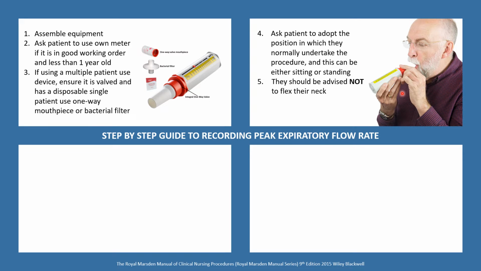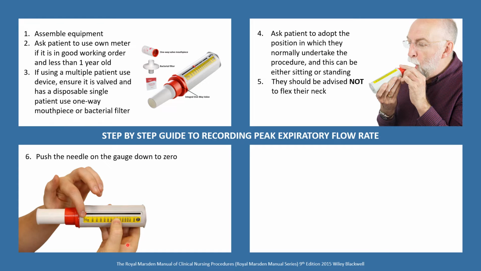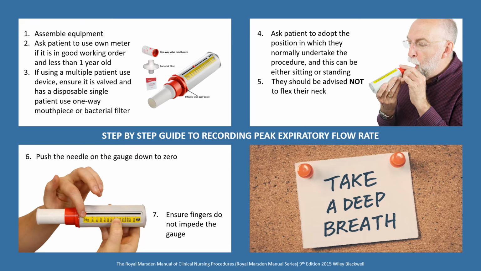We should advise them not to flex the neck. Then they should push the gauge right down to 0, and be careful that when they do start to blow out, the fingers don't impede this. We then ask them to take a big, deep breath in.